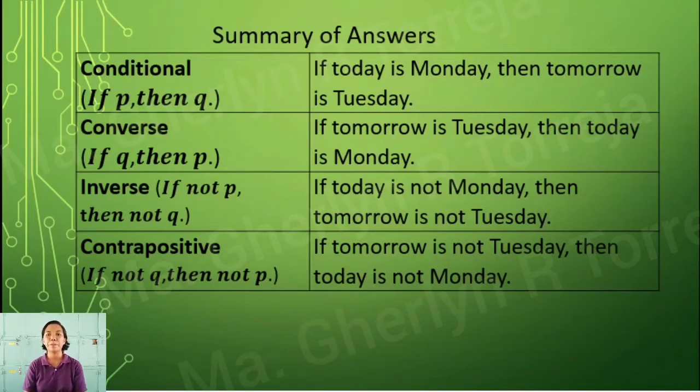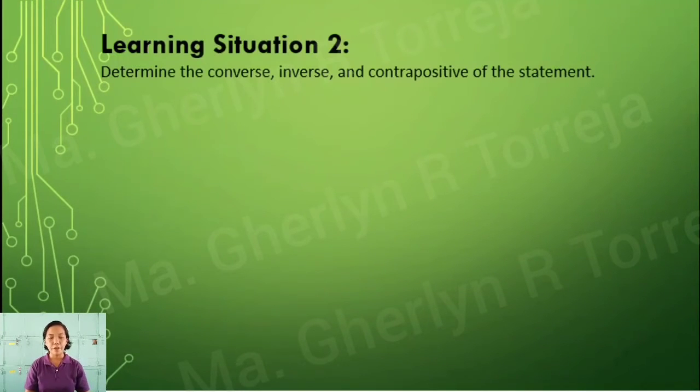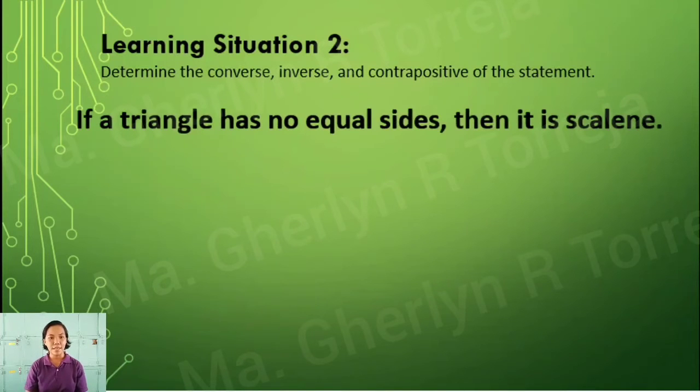Nasundan po ba? So, para mas malinawan kayo, bibigyan ko kayo ng another na example. Sundan po, tingnan, at intindihin ng mabuti. Okay, for learning situation number 2, ganun pa rin, we are going to determine the converse, inverse, and contrapositive of the statement. So, ano yung statement na gagamitin natin? Okay, ito yung statement. If a triangle has no equal sides, then it is scalene.